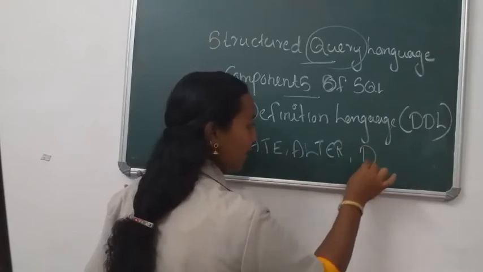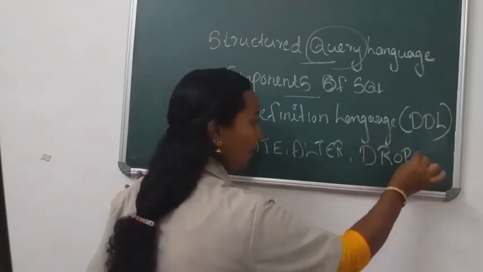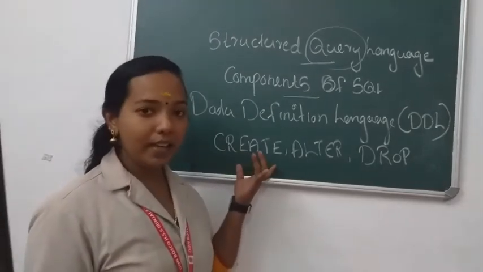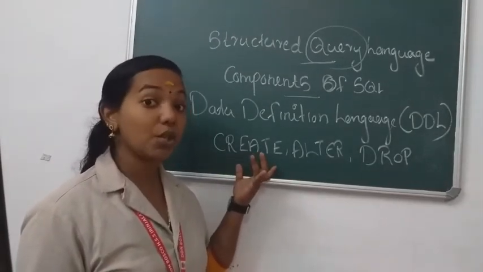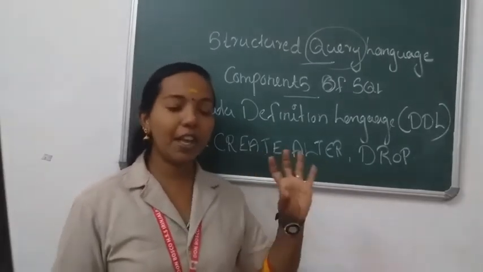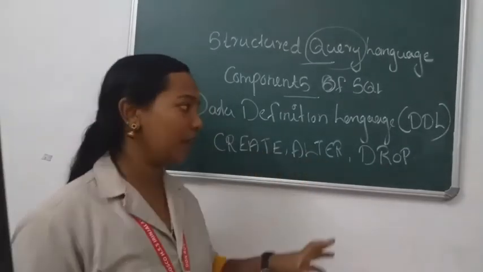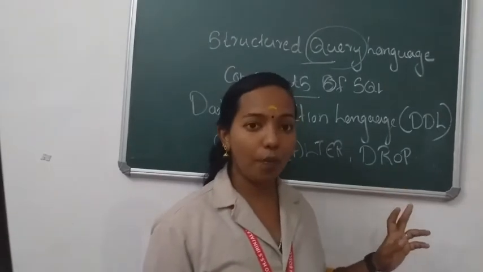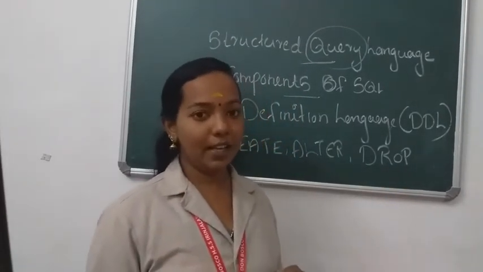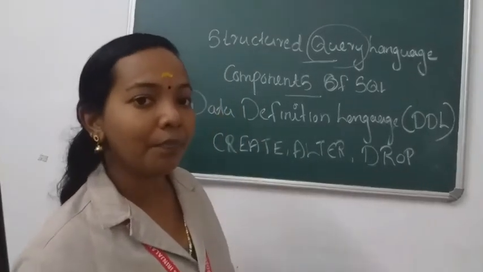Third one is drop. These are the three commands. The first command, create, is used for the creation of SQL tables or relational tables. Alter, we can alter the structure of the table. And the third one is drop, for removing the entire table from the relation. For that purpose we are using drop.